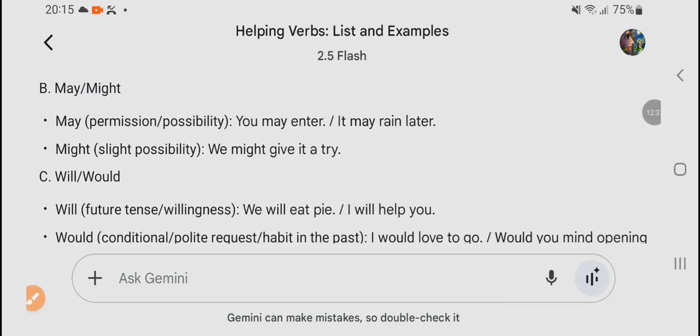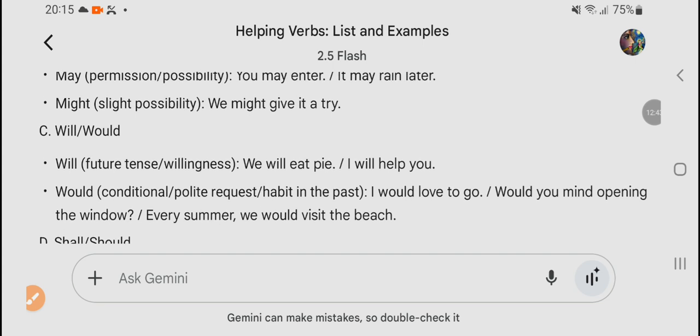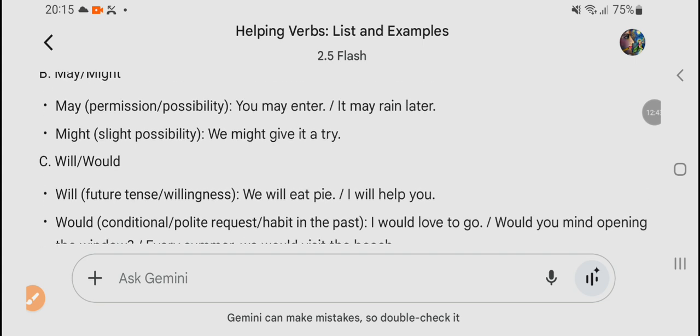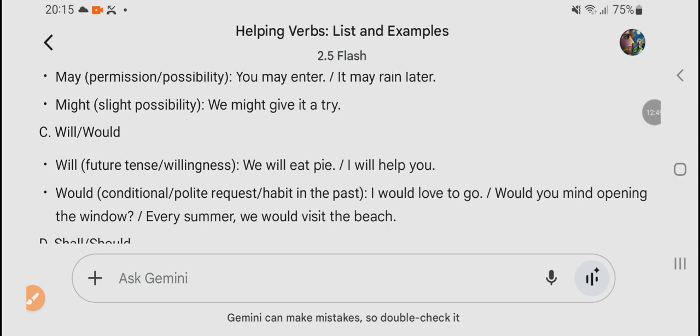Then may, might, may, permission, possibility. You may enter, it may rain later. Might, slight possibility. That is possibility or permission. May is used, or slight possibility. We might give it a try. So this is used for may, might.